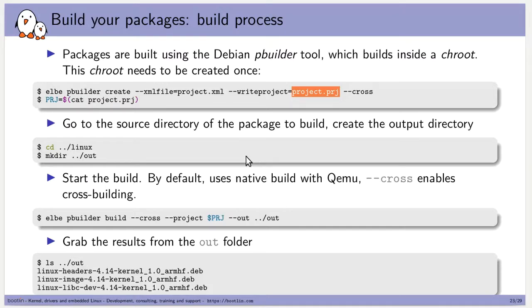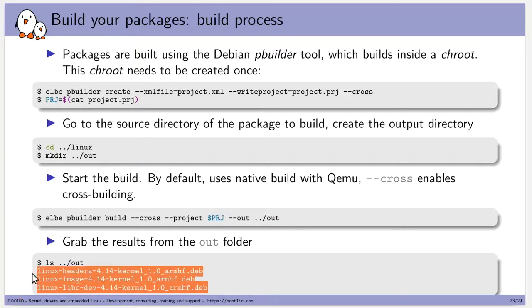which will return the path of the project. So if you want to build your packages, you create the chroot, you go inside the directory of your packages, and you run the pbuilder build command to build your packages. You can point it to the output directory created before, and in the output directory you will have the .deb files of your packages.